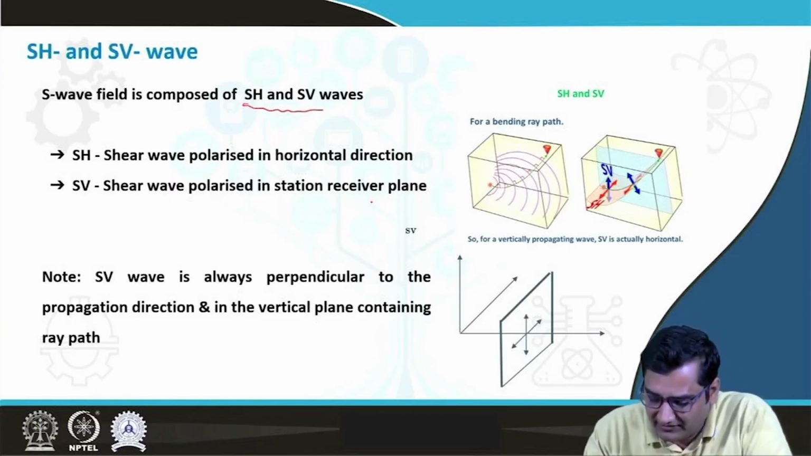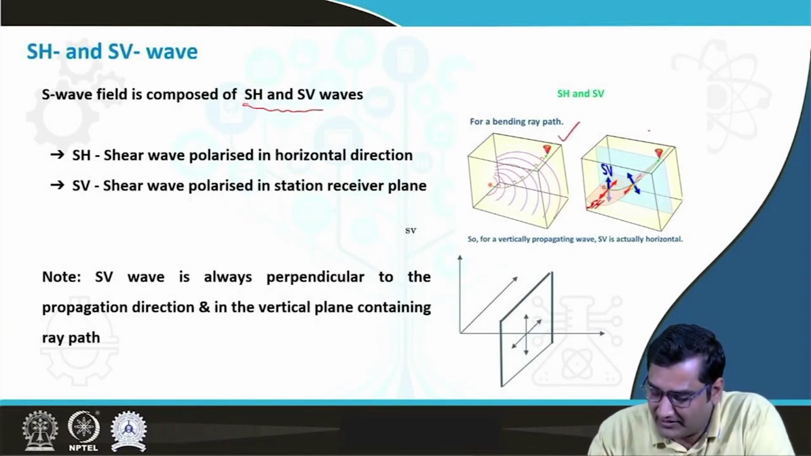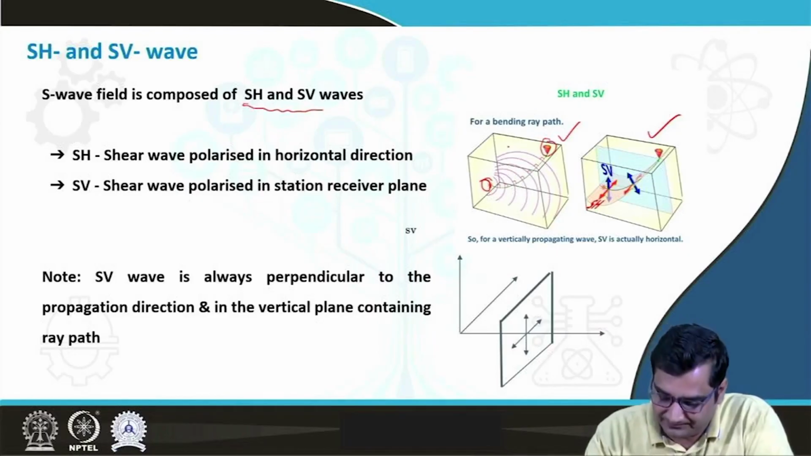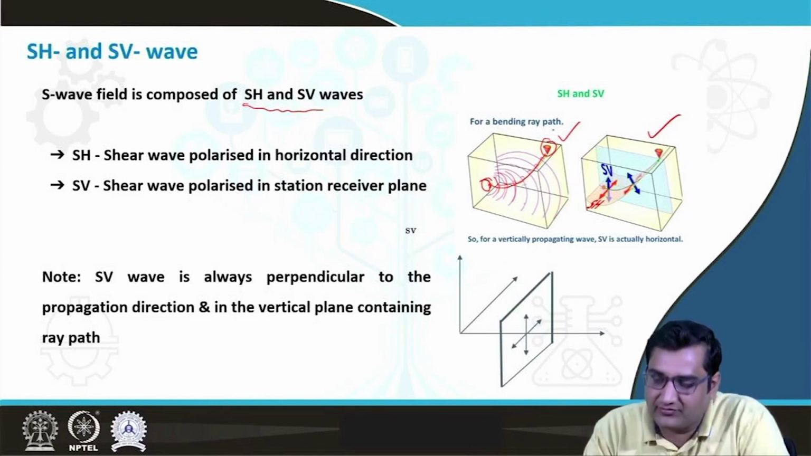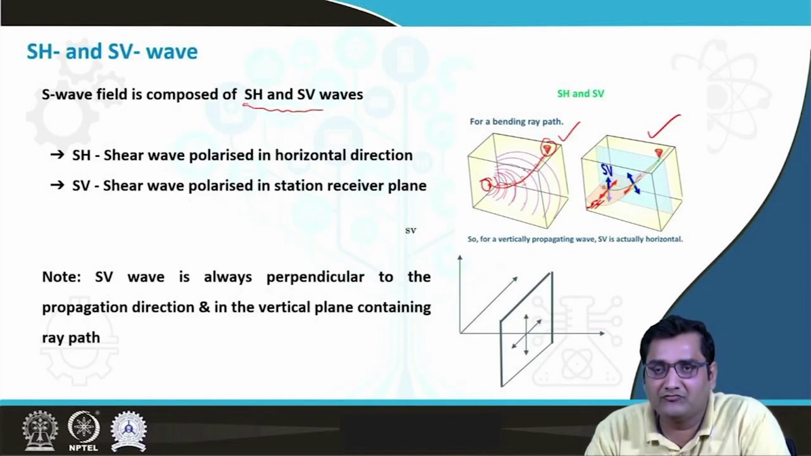So if you look at this particular diagram, you can see there is this source here, and there is this receiver on the surface. The ray is traveling from here to the surface, and there are some wavefronts forming here, and this ray is perpendicular to the wavefront all the way towards the station. So this is basically representing the bending of the ray path.